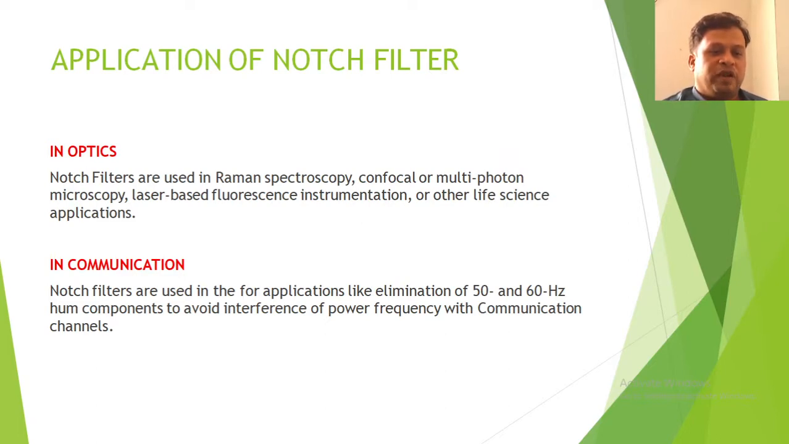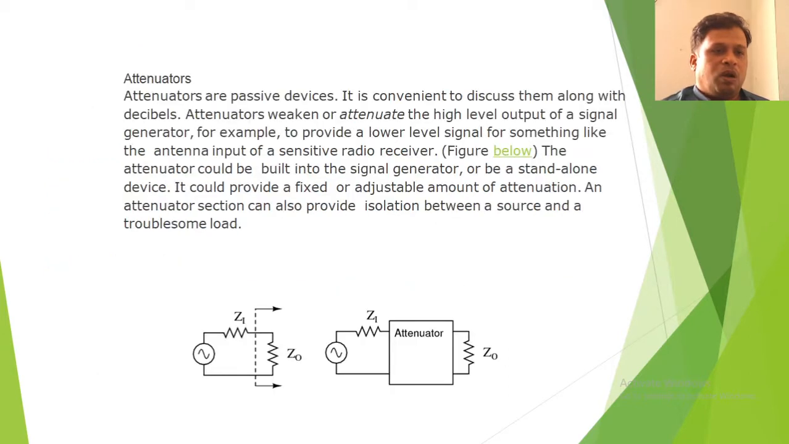Now, we will also see about the attenuators. What are attenuators? Attenuators are passive devices. As we have seen active devices and passive devices, attenuators are the passive devices. It is convenient to discuss them along with the decibels. Attenuators weaken or attenuate the high level output of a signal generator.